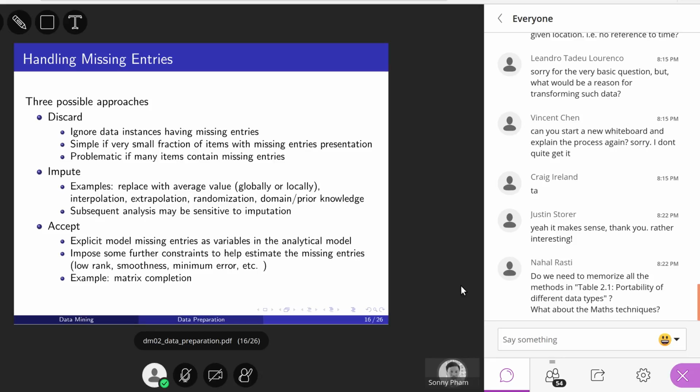All right, interpolation and accept, right? We are not going to see a lot of examples like this in this unit because it requires advanced maths. But it is known that if you have the ability to model the missing entries in, for example, matrix completion, then it is possible that you can accept the missing entry and treat it as part of the problem, and you can try to recover through the formulation or the construction of the model.